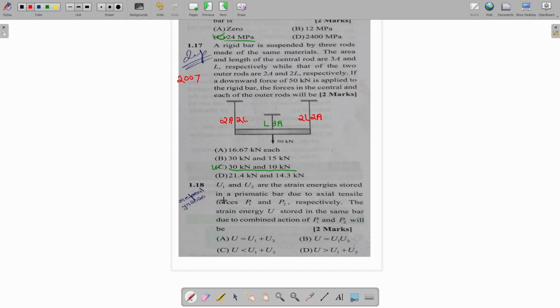Question number 18 came in the year 2007. The same question came in the year 2020. What is given? U1 and U2 are the strain energy stored in a prismatic bar due to axial tensile force P1 and P2 respectively. The strain energy U stored in the same bar due to the combined action of P1 and P2 will be, we need to compare the strain energy.